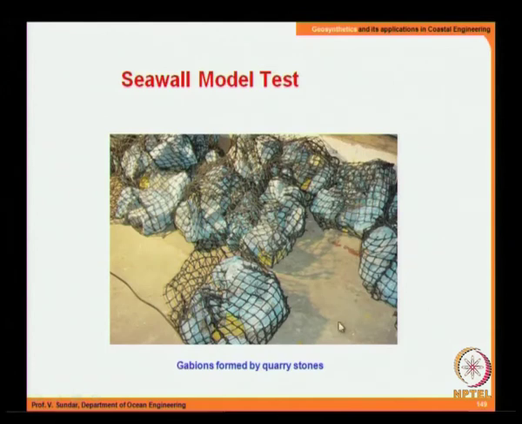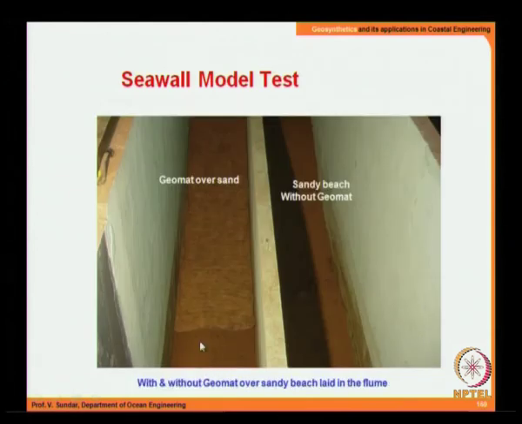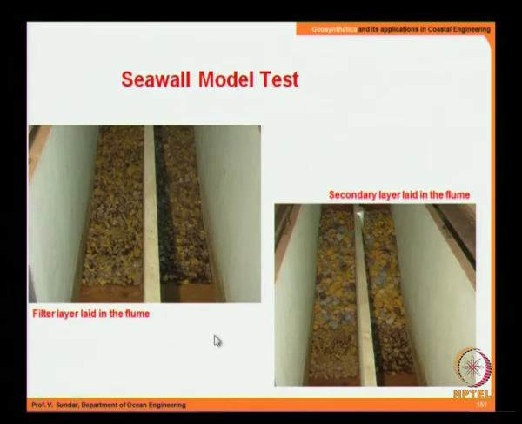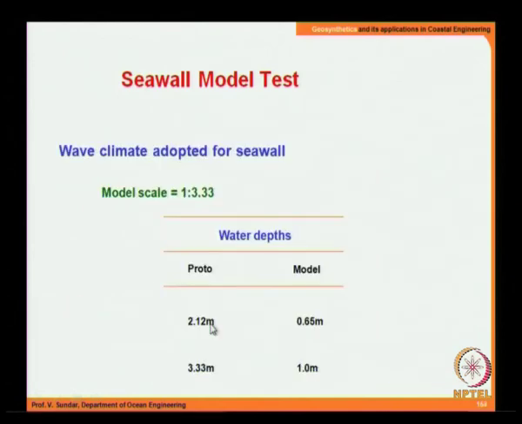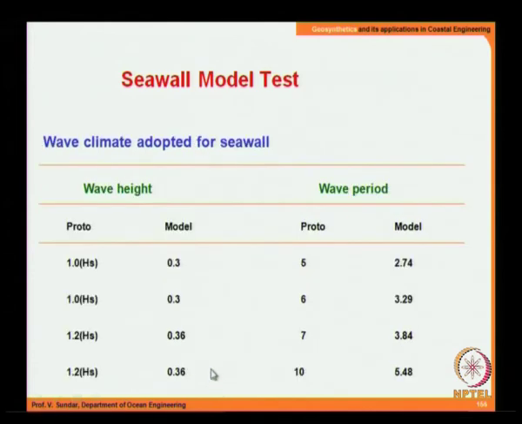So these are the gabions that were fabricated in the flume, and before this we had a geomat also over the sand. So this test consisted of having a geomat instead of a geotextile, and then laying of the filter layer, then laying of the armor units, I mean the gabions, at the 2 locations indicated in the earlier figure, and then it was subjected to the water depths indicated here, and the wave heights are provided here, and the significant wave height was 1.2 meters.